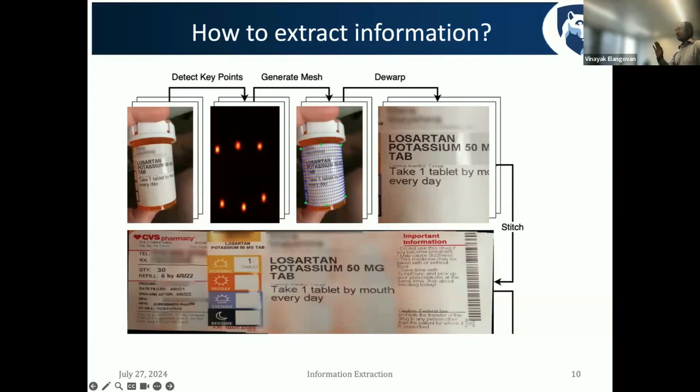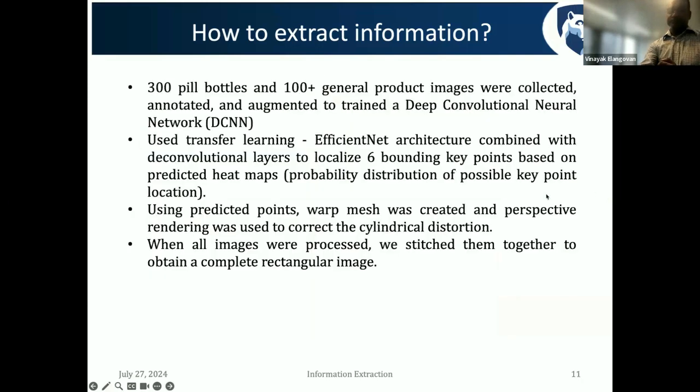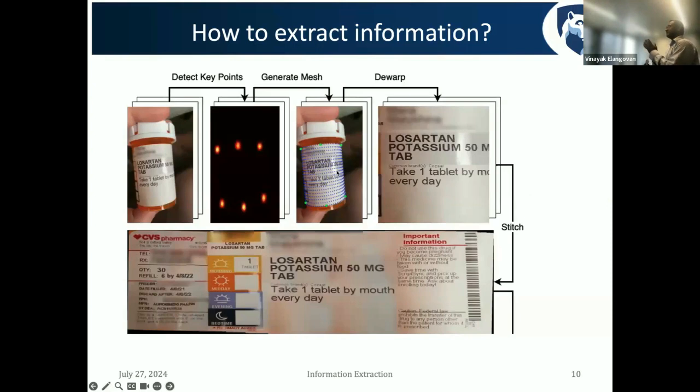And we applied a dewarping technique. If you look at the third image over here, it's kind of cylindrical, and we want to make it a rectangular, flat image so that once we apply our OCR, it's easy to detect all the text. We applied the dewarping technique, extracted that information, and did the same thing for all the images. Once we have all the images dewarped, we can stitch them together. Finally, we will get one flat image.